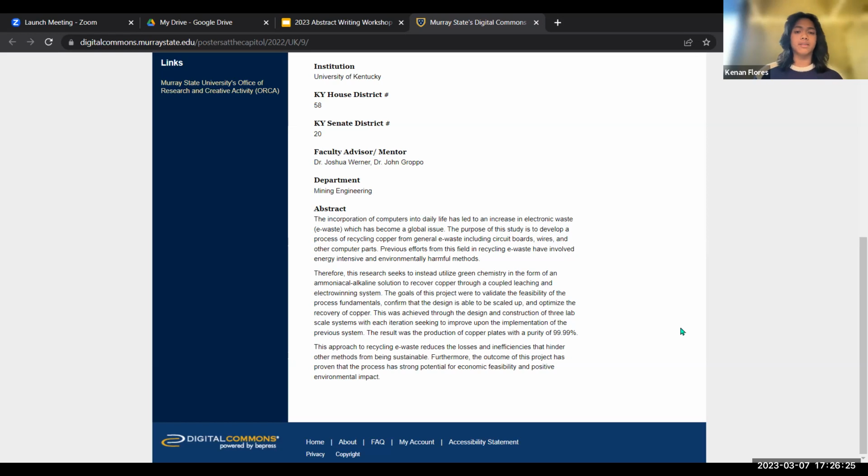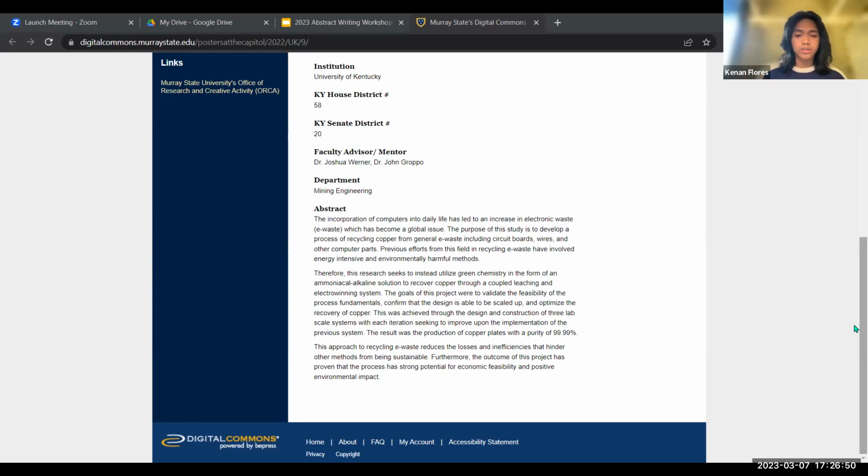Then we can look at his methods. In the abstract, it says that the goal of this project was to validate the feasibility of the process fundamentals, confirm that the design is able to be scaled up, and optimize the recovery of copper. So that was a little bit of what was done in his project.